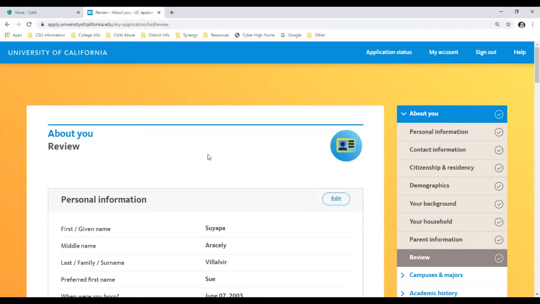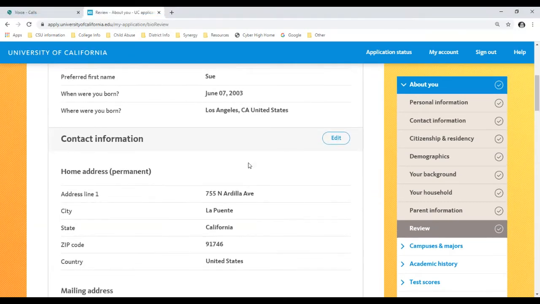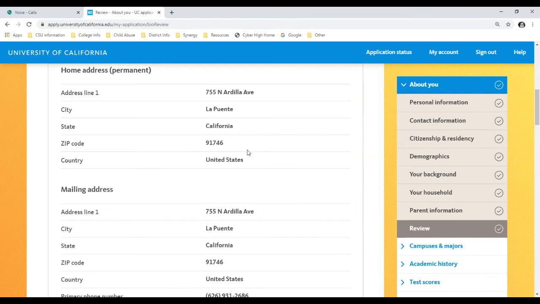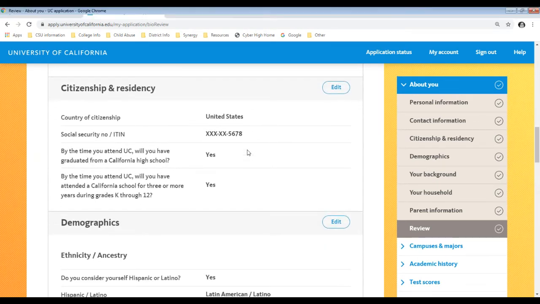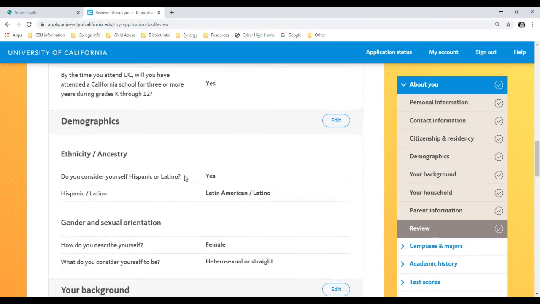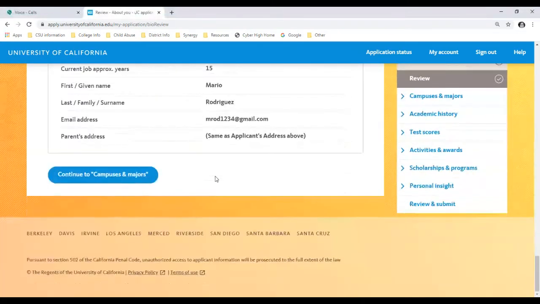So now we're going to review my information. So here's all the contact information I provided. So make sure that when you're doing this part, you look through everything, that you read everything, and that it is correct. If there's something that you need to edit, there's an edit button right here where you can do that. Okay, so after you review everything, you can say continue to campuses and majors.